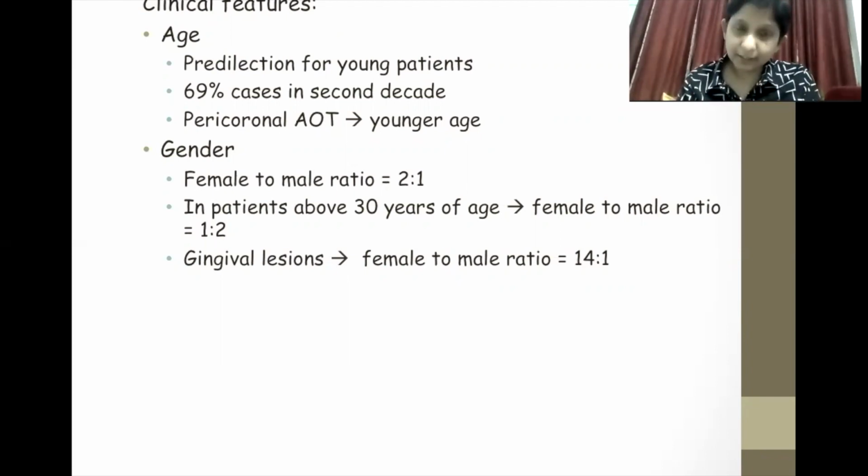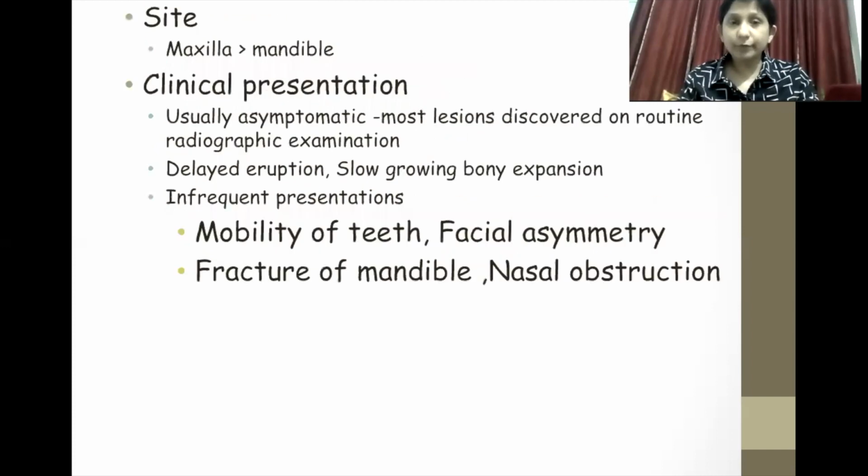So that is the reason why it is seen in younger people, because mostly impacted canines are seen in younger adults. You can even see peripheral lesions in the gingiva, where it is seen more in females.